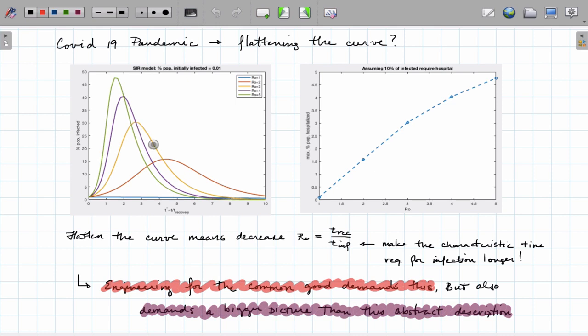We saw that flattening of the curve was really determined by changing the R0 value that describes the epidemic. The R0 value is a dimensionless ratio of the characteristic recovery time over the characteristic time required to spread the infection due to community spread or interaction. And so by reducing that R0 value, we get a recovery time that's shorter and an infection time that's relatively longer, and we end up with a situation where not as many folks are infected at the same time.